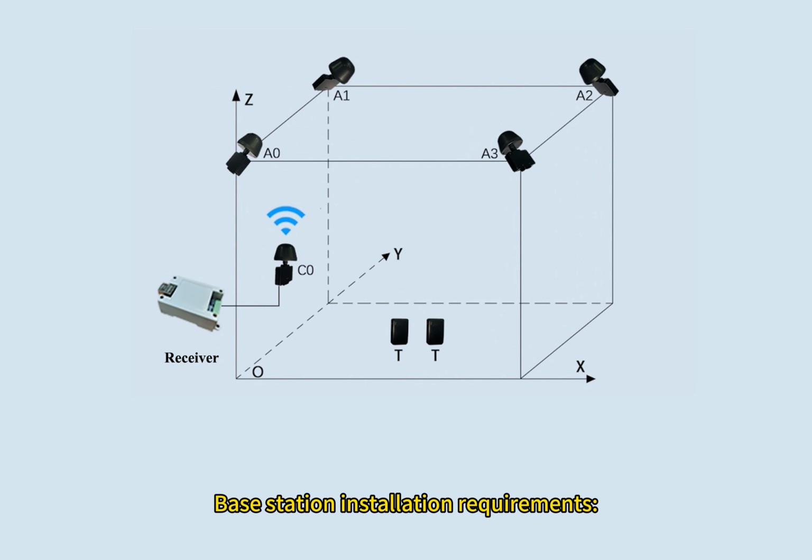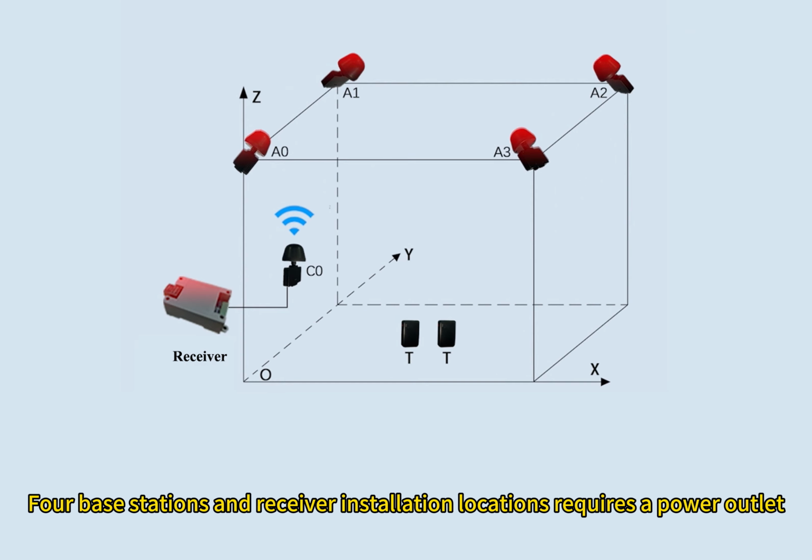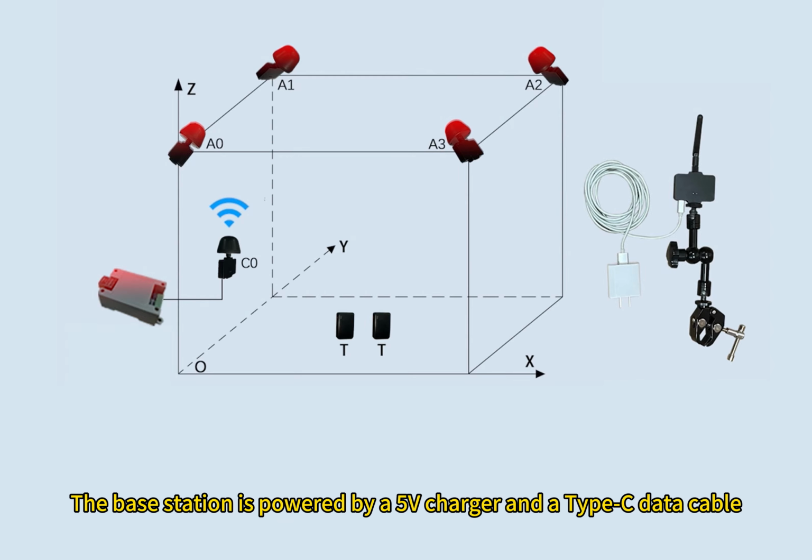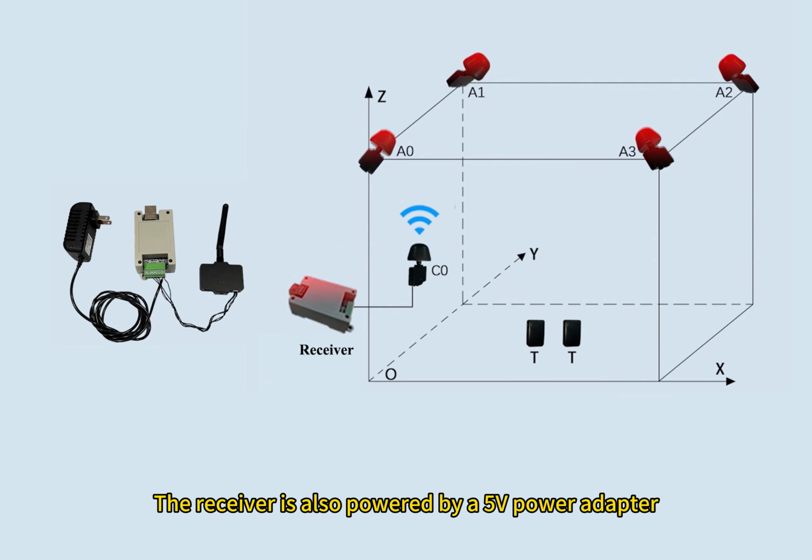Base station installation requirements. Part 1. Power supply requirements. The base station and receiver installation locations require a power outlet. The base station is powered by a 5V charger and a Type-C data cable. The receiver is also powered by a 5V power adapter. The receiving base station C0 is powered by the receiver.